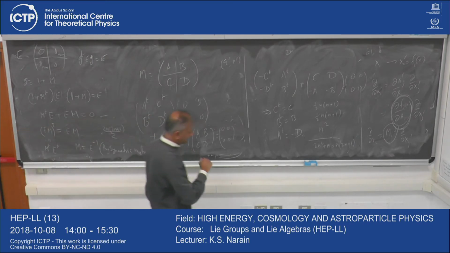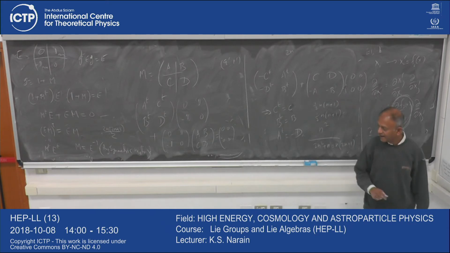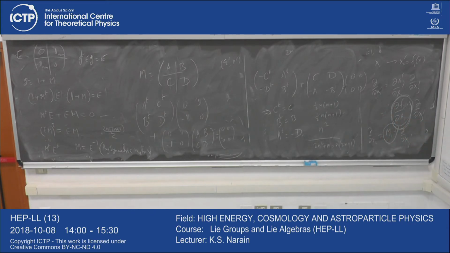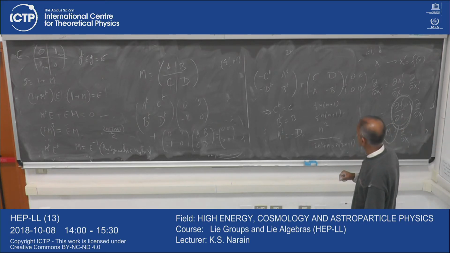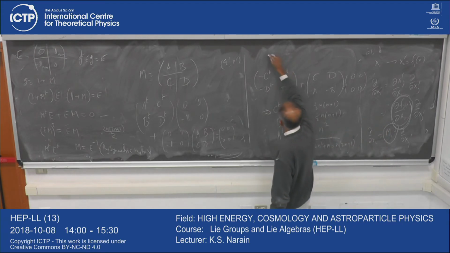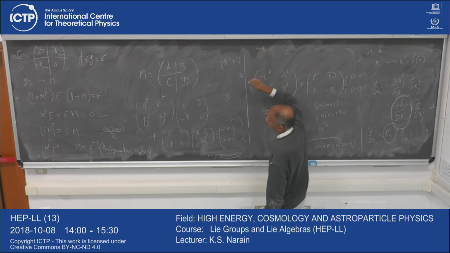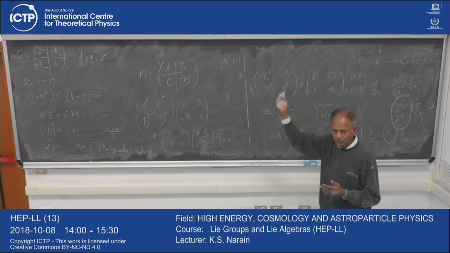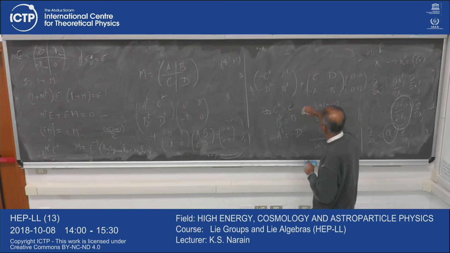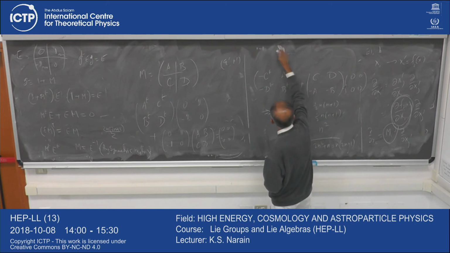Now, of course, this group is not compact. Let's take a simple example, just n equal to 1. To look at compactness or non-compactness, you should go back to the group, right? So at the level of the group, let's say G is A, B, C, D, and we have the condition G transpose E G equals E, right?